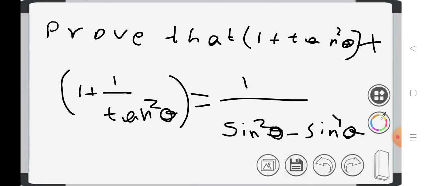Prove that 1 plus tan square theta plus 1 plus 1 by tan square theta is equal to 1 by sin square theta minus sin power 4 theta. So let us start our problem. First, LHS given one.